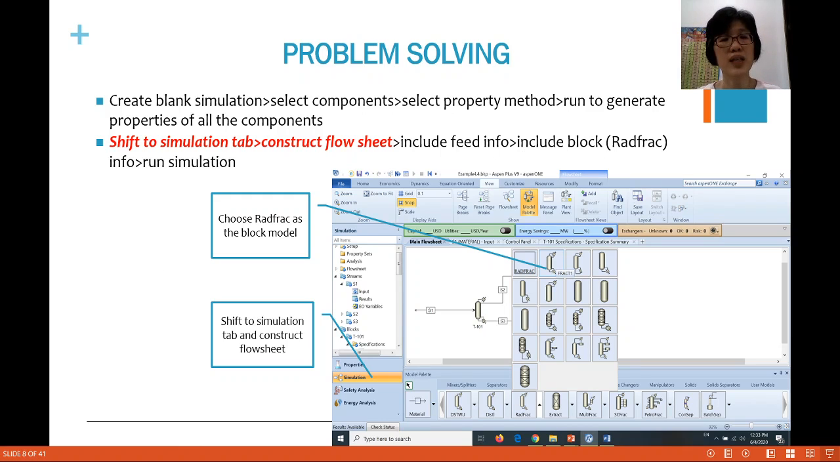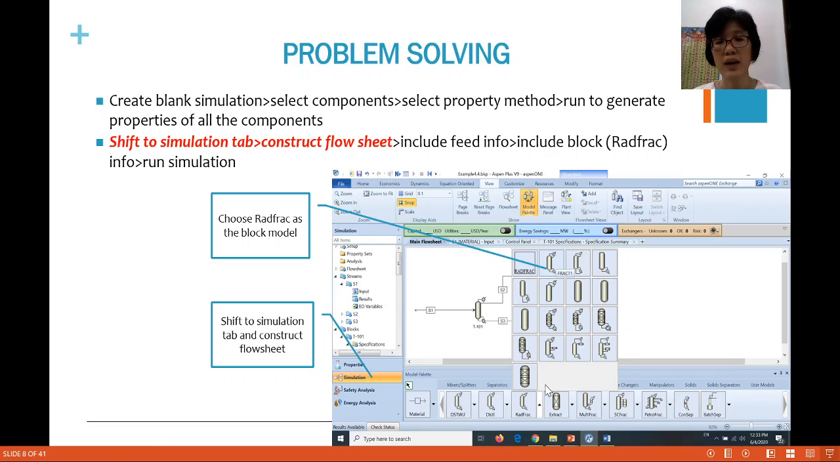Okay. As usual, we first create the blank simulation, then select components, select the property method, and then run to generate properties of all the components. So the first step here is exactly the same as the one in example 4.1, so I will skip this. So let's shift to the simulation tab. Once you have all the properties generated with the status of results available, you'll be led to a blank page for you to construct your flowsheet.